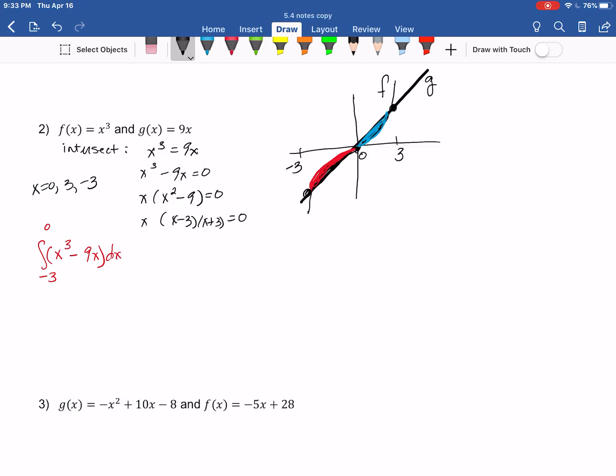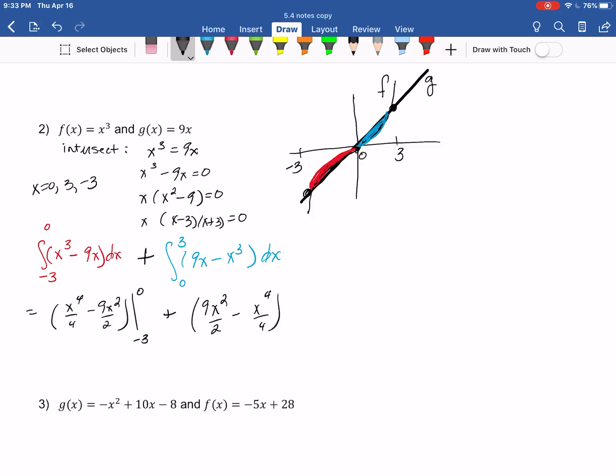We want the total area, don't we? So we're going to add the blue area, which is going to go from 0 to 3. And now the top function is the 9x, and the bottom function is x cubed, with respect to x. So we're going to work this out in 2 pieces and then add each piece together. So we're going to get x to the 4th over 4 minus 9x squared over 2. This section is going to be evaluated going from the bottom, negative 3, to the top of 0. The next integral will give you 9x squared over 2 minus x to the 4th over 4. In this piece, the lower bound is 0, and the upper bound is 3.